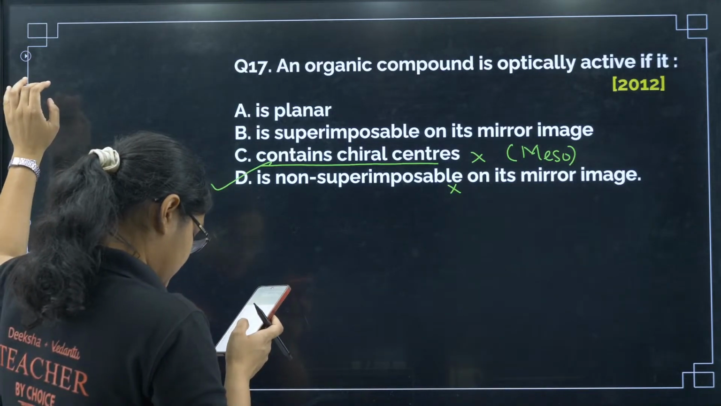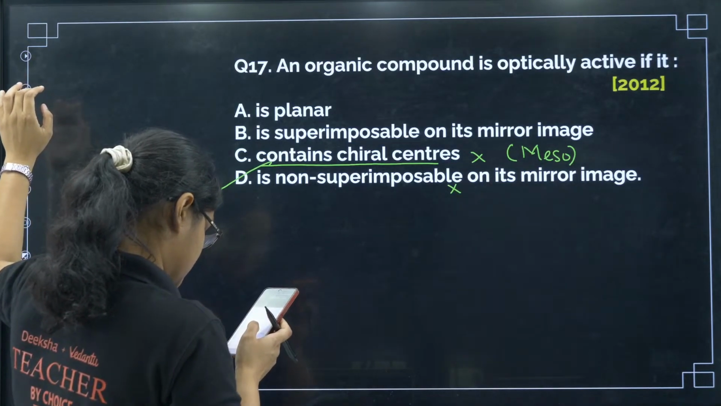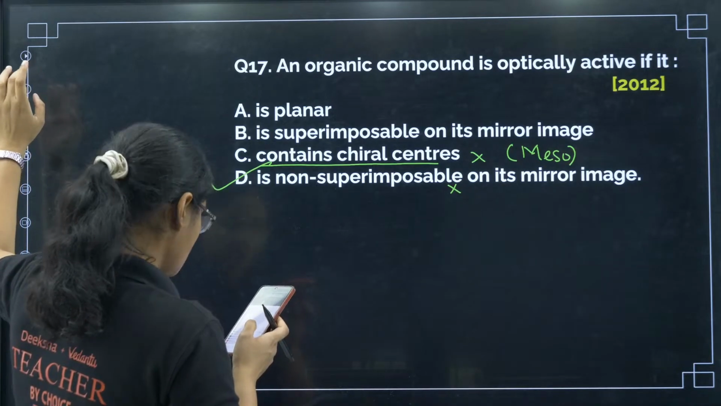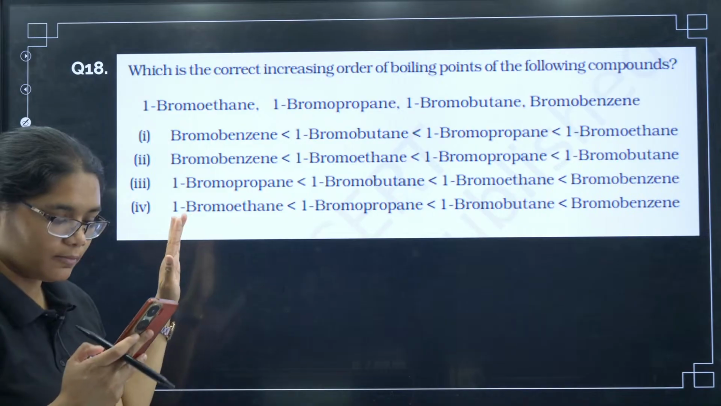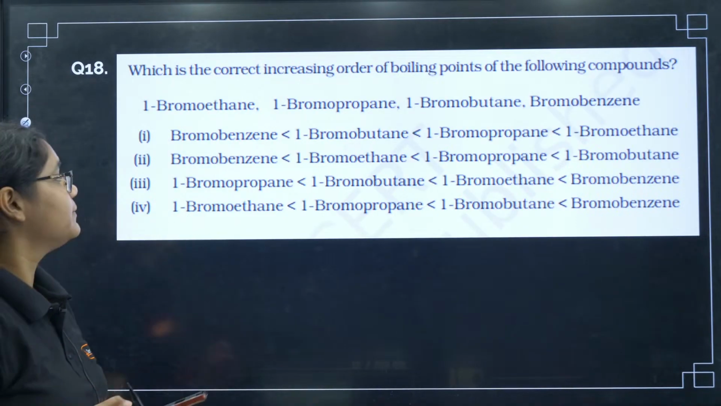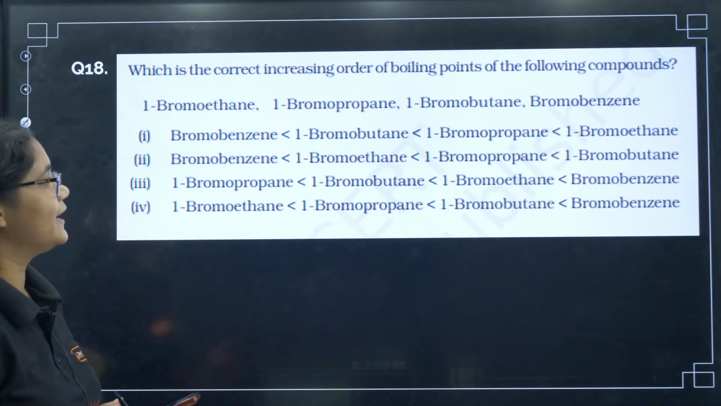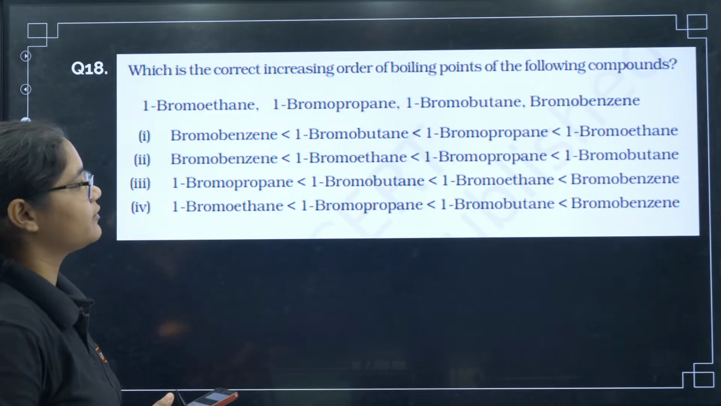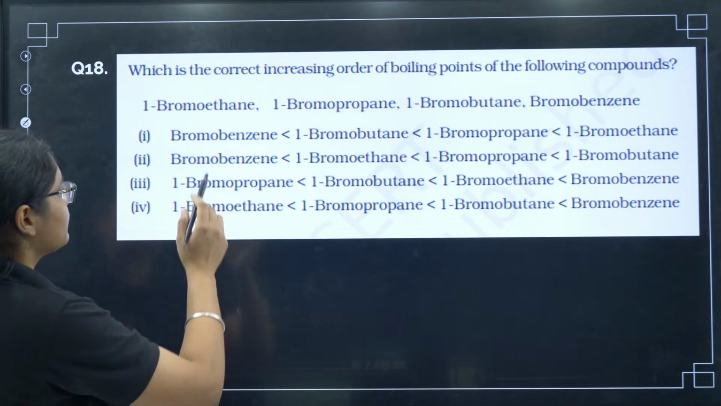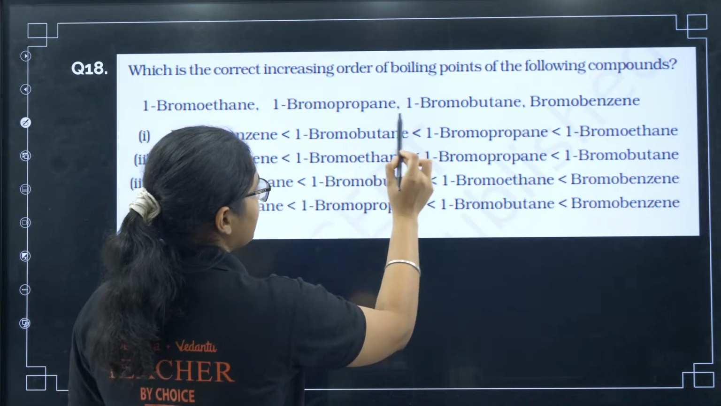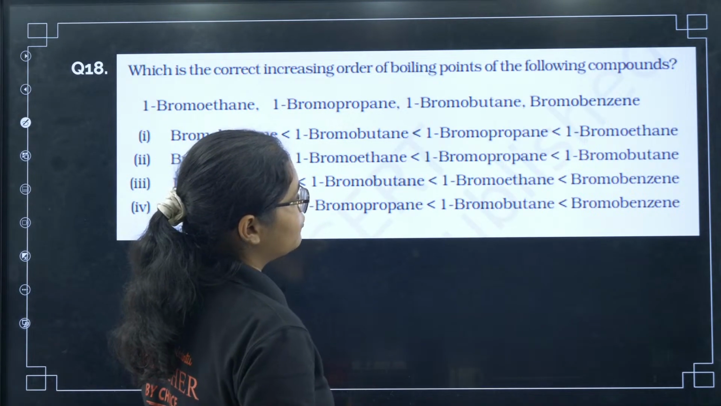17 is D. Yes, Yashi is correct here. Okay. Next, question number 18. So this question I have taken from NCERT exemplar. Okay, which is the correct increasing order of boiling point of the following compounds? Boiling point. So you have 1-bromoethane, 1-bromopropane, 1-bromobutane and bromobenzene.